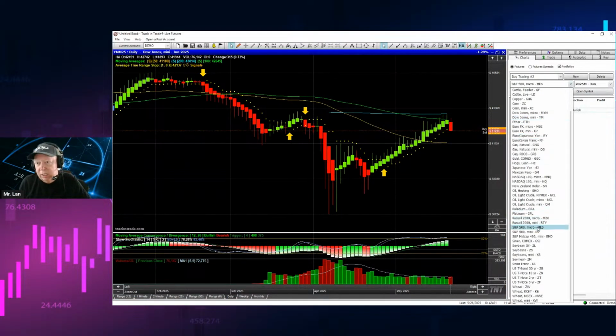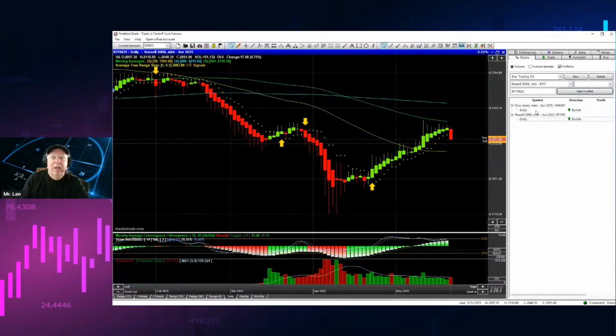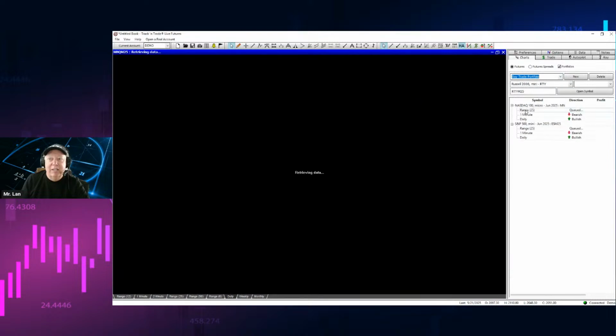Let's put the Russell together. We'll just do mini Russell and we open that one up. Now we've got the Dow and the Russell in day trading portfolio number 2. And if we want to go back to the day trading portfolio, that one there is the NASDAQ and the S&P.